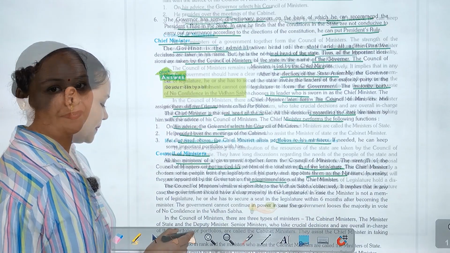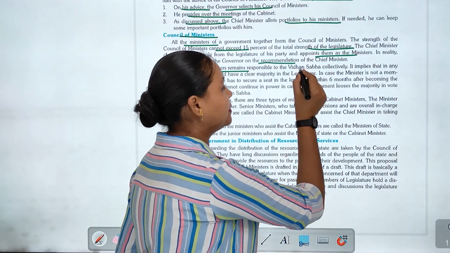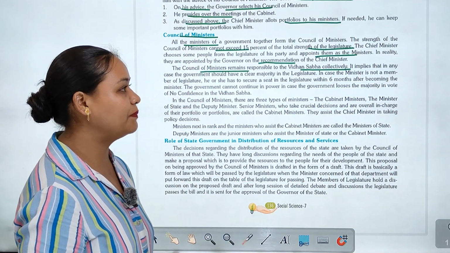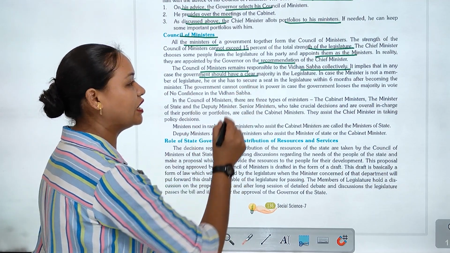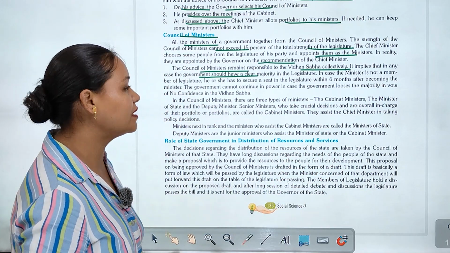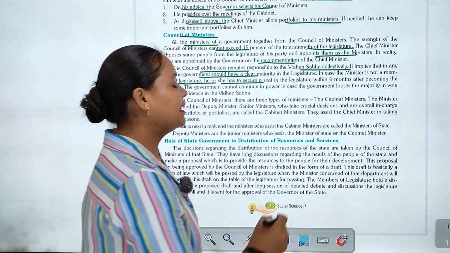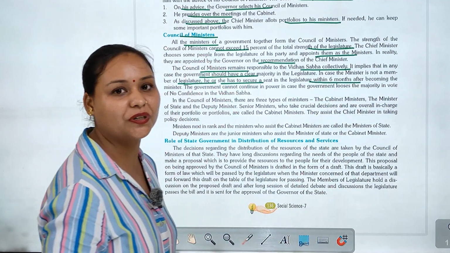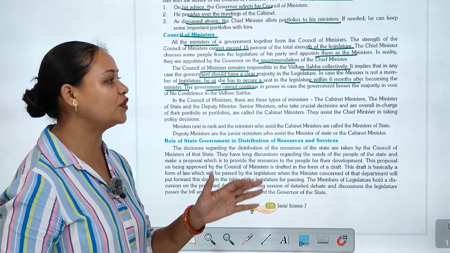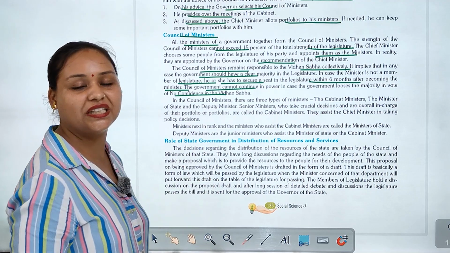Okay, चलिए. Next है, the Council of Ministers remains responsible to the Vidhan Sabha collectively. It implies that in any case the government should have a clear majority in the legislature. In case the minister is not a member of the legislature, he or she has to secure a seat in the legislature within 6 months after becoming the minister. The government cannot continue in power in case the government loses the majority or faces a no confidence motion in the Vidhan Sabha.